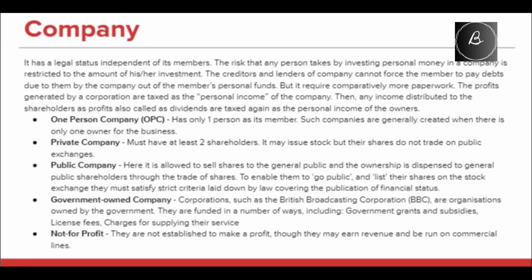Government-owned companies or corporations such as the British Broadcasting Corporation or BBC are organizations owned by the government. They are funded in various ways including government grants and subsidies, license fees, and charges for supplying their service. Not for profit organizations are not established to make a profit, but they may earn revenue and run on commercial lines.